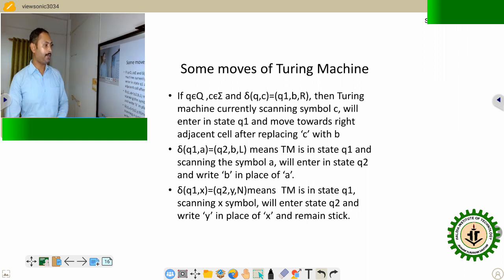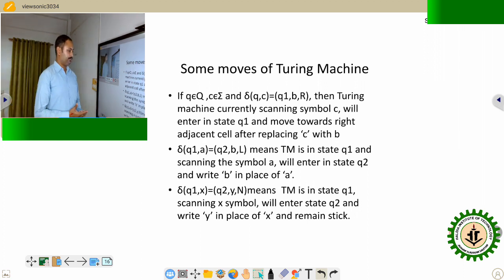Now, this is a special operation, that is delta(Q1, A) = (Q2, B, L). What is the meaning of that? Our present state is Q1 and scanned symbol is A. So after performing the scan operation, it will replace A with B and the movement of read-write head will be left.